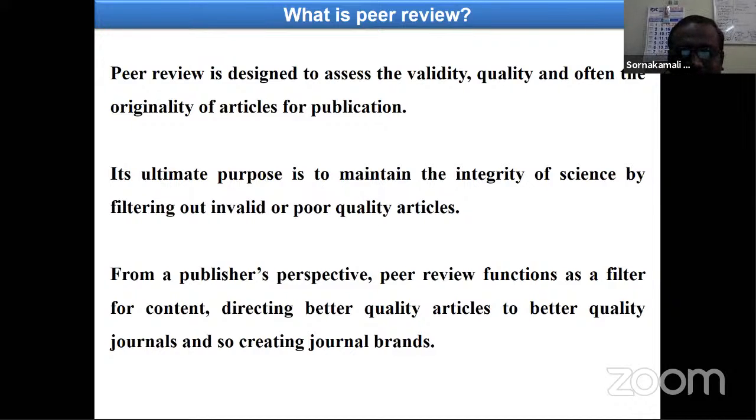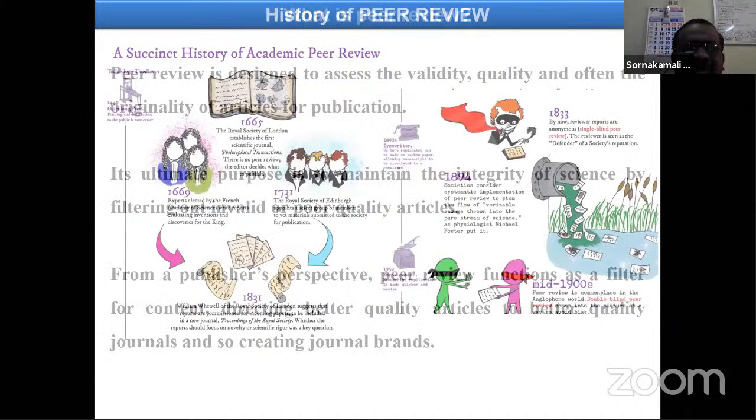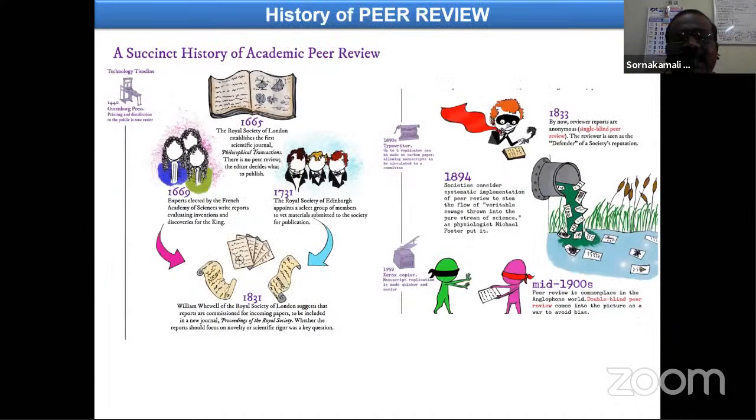From the publisher's point of view, peer review is like a filter that will filter only good quality articles, so that they want to create a journal name or brand name. Okay. When you look at the peer review history, in the year 1665, the Royal Society of London launched a journal, that is Philosophical Transactions. At that time, there was no peer review. Whatever the editor decides, that can be published in that journal.